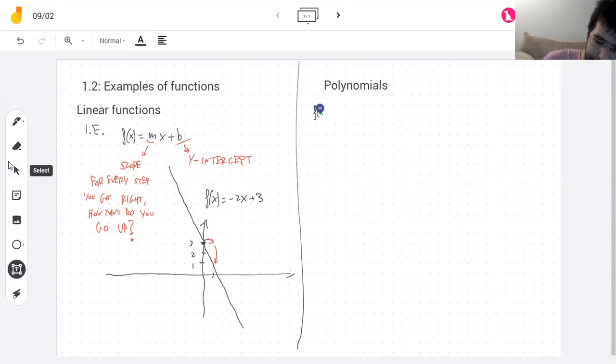So polynomials look like this, for some numbers. So all these a's are some constants. And then n is a natural number. So the powers go from 0 to n.